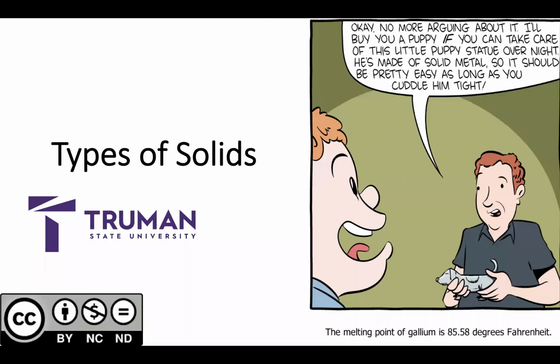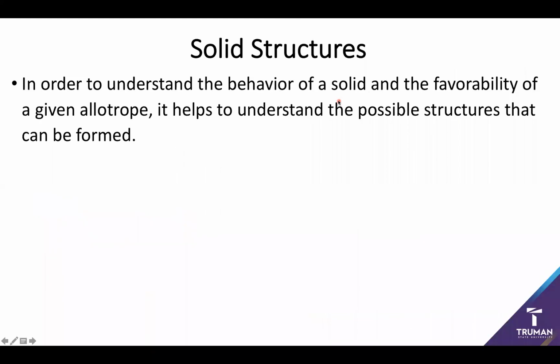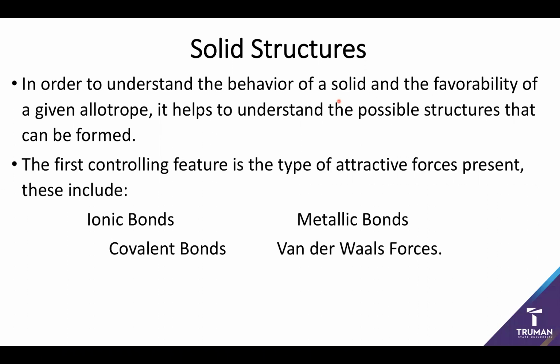So today we're going to be focusing on how intermolecular forces can help control how solids form and their stability. One of the first things we need to do is understand how different possible structures can be formed. And this is really going to be controlled by the type of attractive forces present. So this isn't just intermolecular forces like the van der Waals forces or ionic forces, but can also be metallic bonds and covalent bonds, all of which will help bring atoms together into a large controlled solid structure.